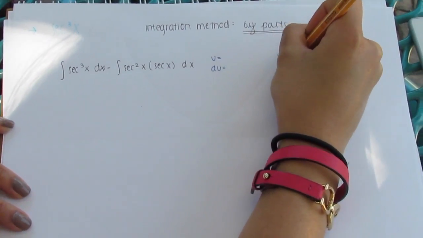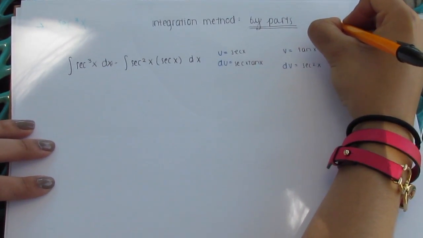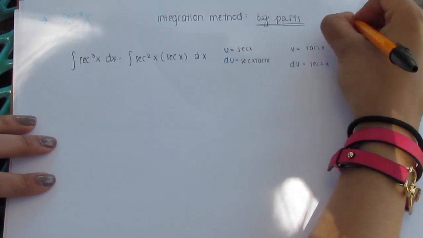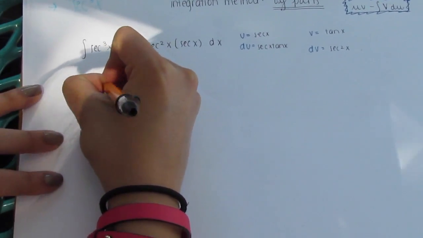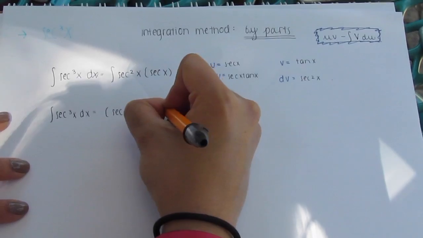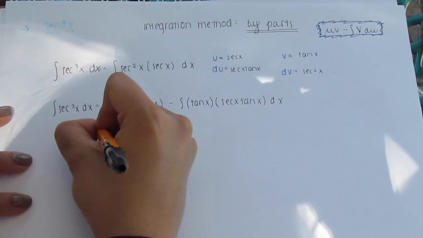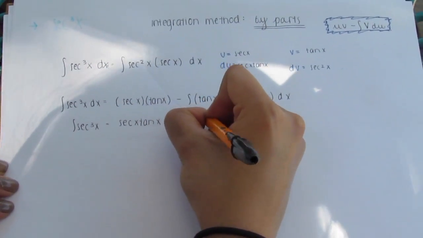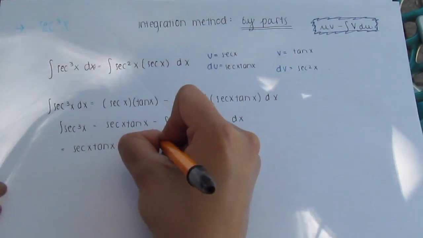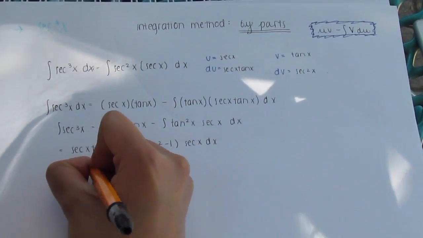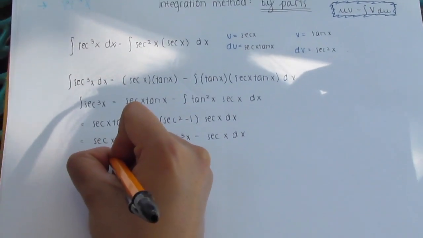Our data is u equal to secant of x, du equal to secant of x tangent of x dx, v equal to tangent of x, dv equal to secant squared of x dx, and our formula is the antiderivative of u dv equals uv minus the antiderivative of v du. Following the formula, the first part of our antiderivative is secant of x tangent of x minus the antiderivative of tangent of x times secant of x tangent of x dx.